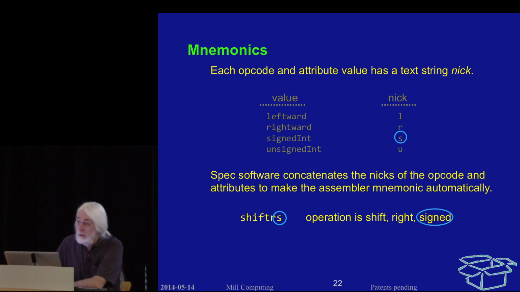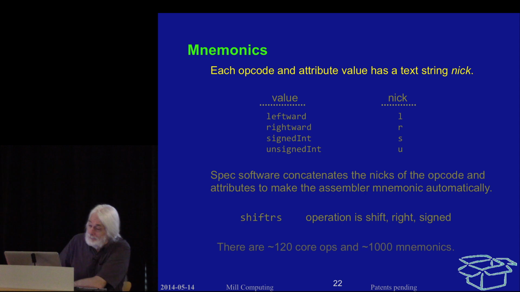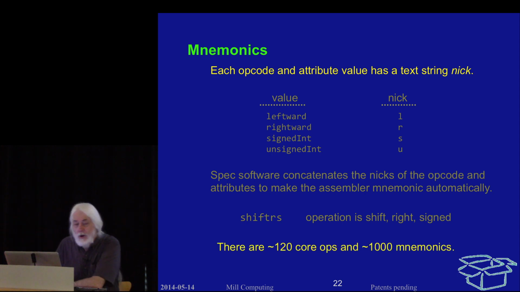Not only is the tool regular and easy to support and add things, the entire instruction set in the mnemonic system is regular and easy for you to keep in your mind. If you know what behavior you want, you can make your own assembly language mnemonic without having to look it up in the book. And some of them do get rather baroque. Ours is substantially more regular. There are roughly 120 core ops, and all the combinations of the core ops and the attributes are a little over 1,000 different mnemonics.